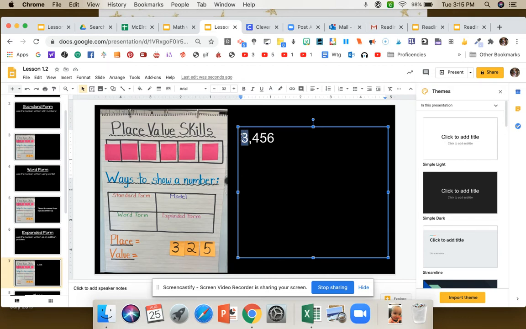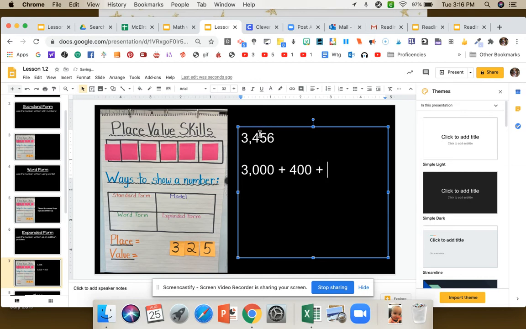So here I have the thousands, and I'm going to think about what is the value of that digit in that place. Well, I know it's in the thousands place, and there's 3 of them. So it is worth 3,000. Plus, then I go to the next number. Okay, the 4 is in the hundreds place, but I have 4 of them. So the place value is 400.